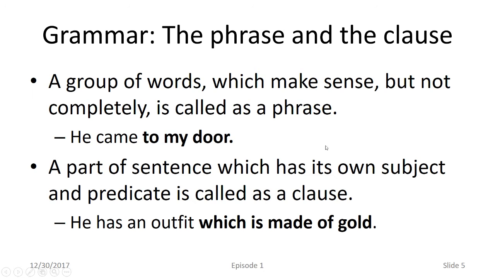Okay, now comes the clause. A part of a sentence which has its own subject and predicate is called a clause. If I consider an example, "He has an outfit which is made of gold." In this particular sentence, "which is made of gold" is a clause. It has its own subject as well as a predicate. "Which" is the subject, and "is made of gold" is the predicate.